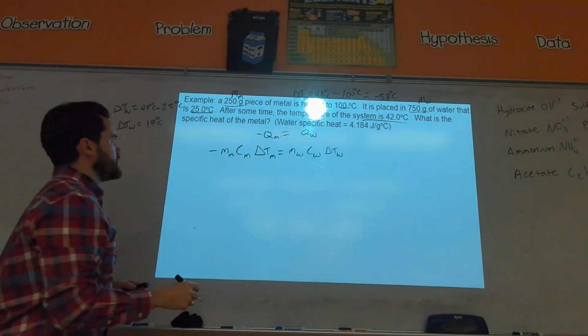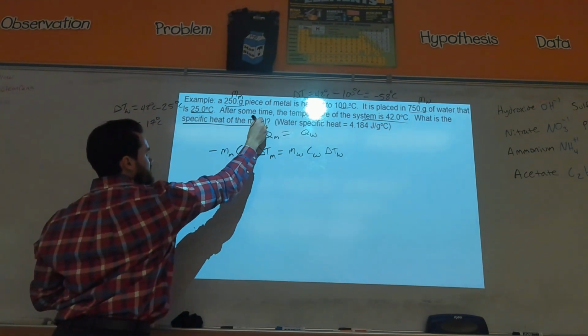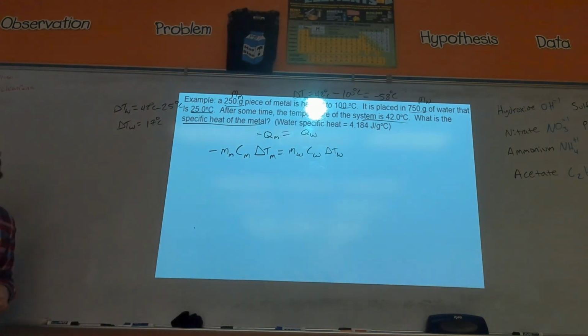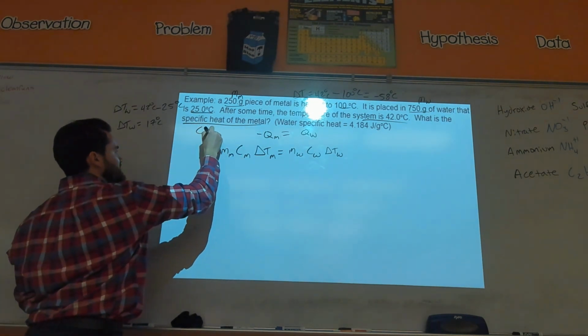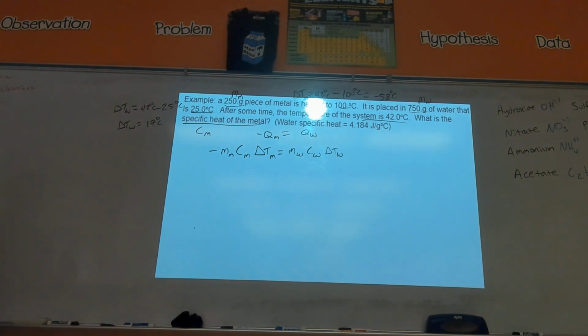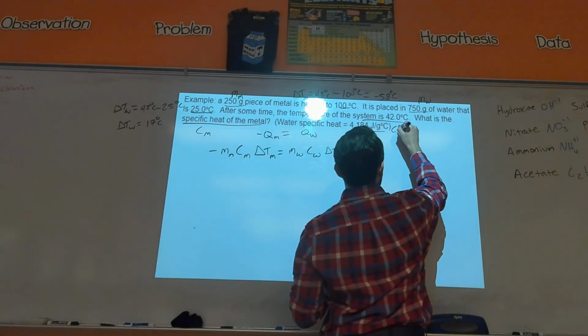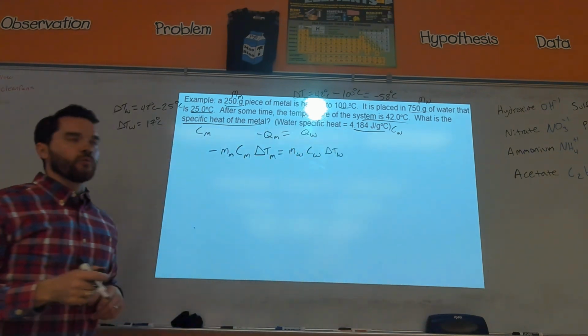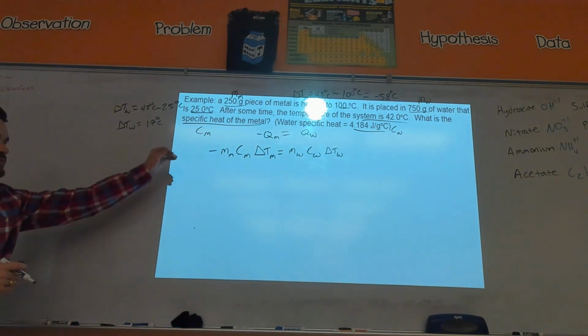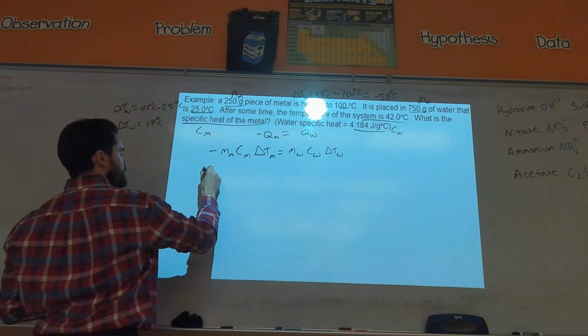And then specific heat of the metal, that's our unknown. So C of M, that's going to be our X. That's the thing we've got to figure out. The fifth thing we know is that the C of water is 4.184. So let's plug everything in and solve for the unknown.